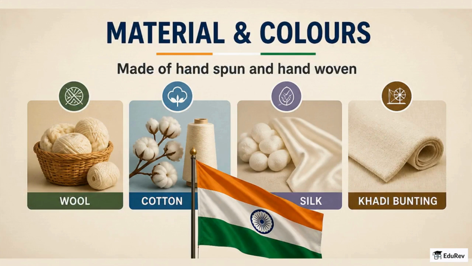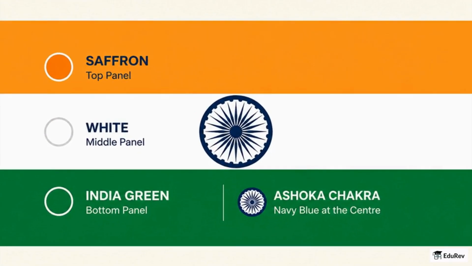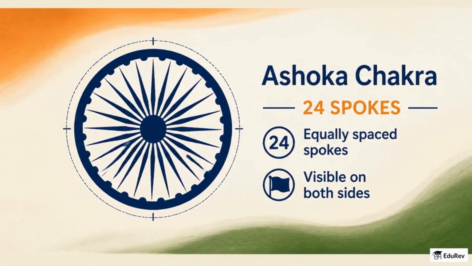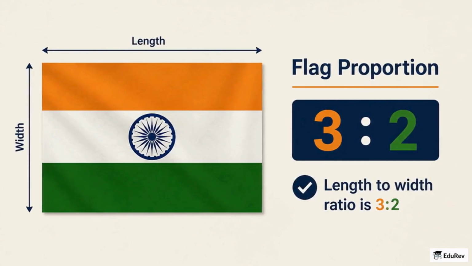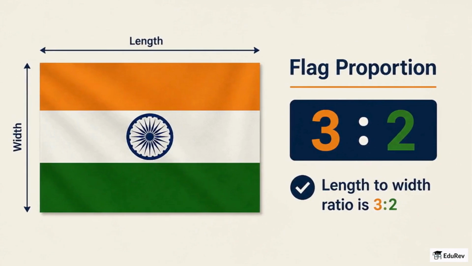The flag should be made of hand-spun and hand-woven wool, cotton, silk or khadi bunting. The top panel is Indian saffron, the middle panel is white, and the bottom panel is India green, with the Ashoka Chakra in navy blue at the center. The Ashoka Chakra has 24 equally spaced spokes and should preferably be printed or suitably embroidered so it is visible on both sides. The flag is rectangular and follows a length to width ratio of 3:2. So all standard sizes maintain that 3:2 proportion.